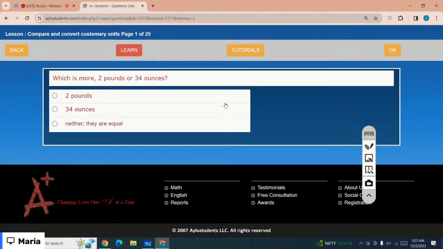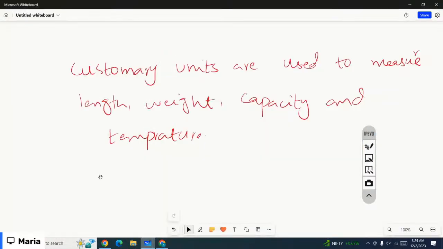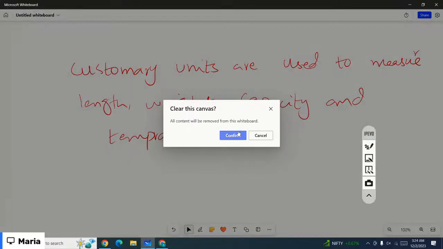Okay, the next one is, which is more, 2 pounds or 34 ounces? So you have to compare now pounds and ounces. I'm going to write the basic conversions on the board. You can note them down, right? So we are going to see 1 pound equals 16 ounces, right? You can note down.